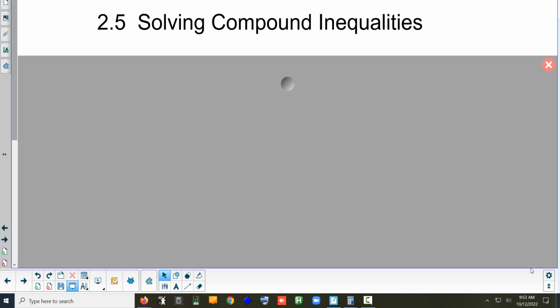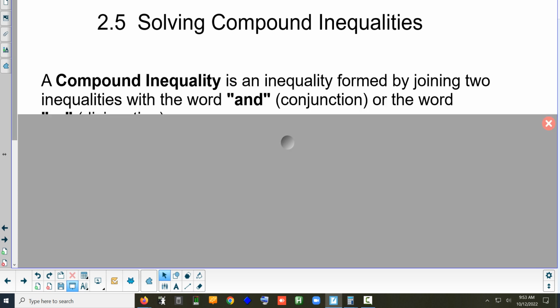Right, so today we're going to look at section 2.5. This is on what we call solving compound inequalities. So a compound inequality is usually when we have two inequalities we're solving at the same time. They're not any more complicated than what we've already been doing. It's just we have two of them at the same time, and there's usually a word between them. Okay, so I'll show you guys what those look like.